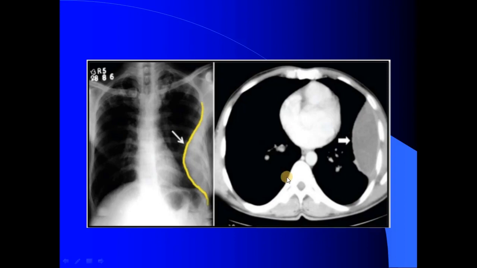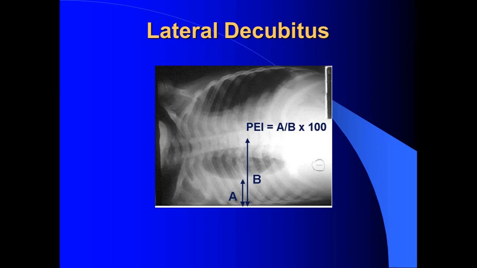Also, this is a CT scan of the same patient. There is also a sign of loculation or complicated pleural effusion. The lateral decubitus chest X-ray is very important. It gives us two ideas. The first one is the amount of fluid: if it is more than 1 centimeter, that means there is almost enough fluid for aspiration, and the fluid is free flowing and mobile, and it is not loculated.